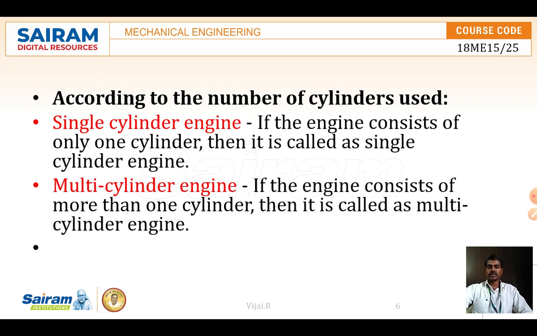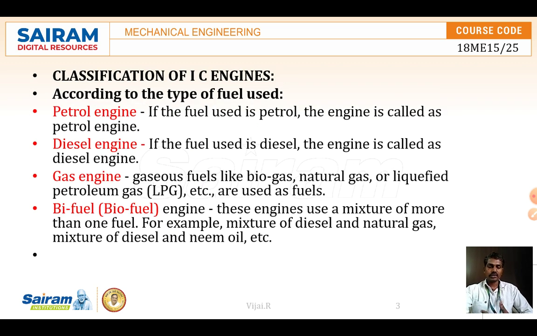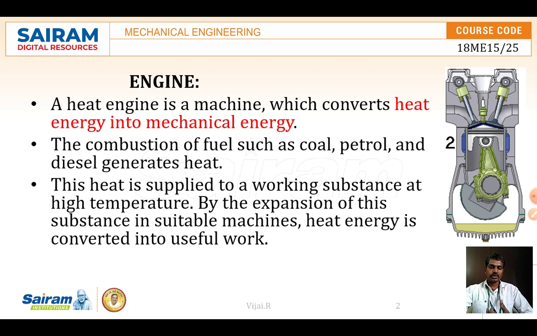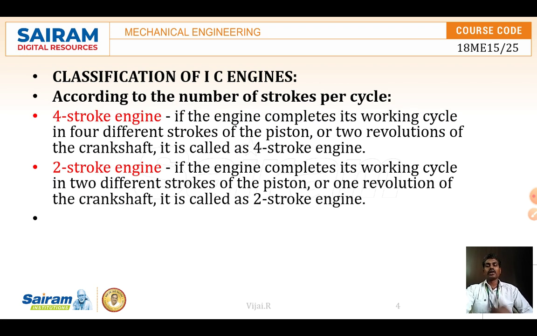First is fuel. So what are the types of fuel we can use? Petrol, diesel, gas. So classification according to fuels used is petrol engine, diesel engine, gaseous engine, and biofuel engine. And according to the number of strokes per cycle, 4-stroke engine and 2-stroke engine. A 4-stroke engine has 4 different strokes of the piston in 2 revolutions of the crankshaft. Within 2 revolutions of the crankshaft, the piston moves 4 times. So this is called a 4-stroke engine.